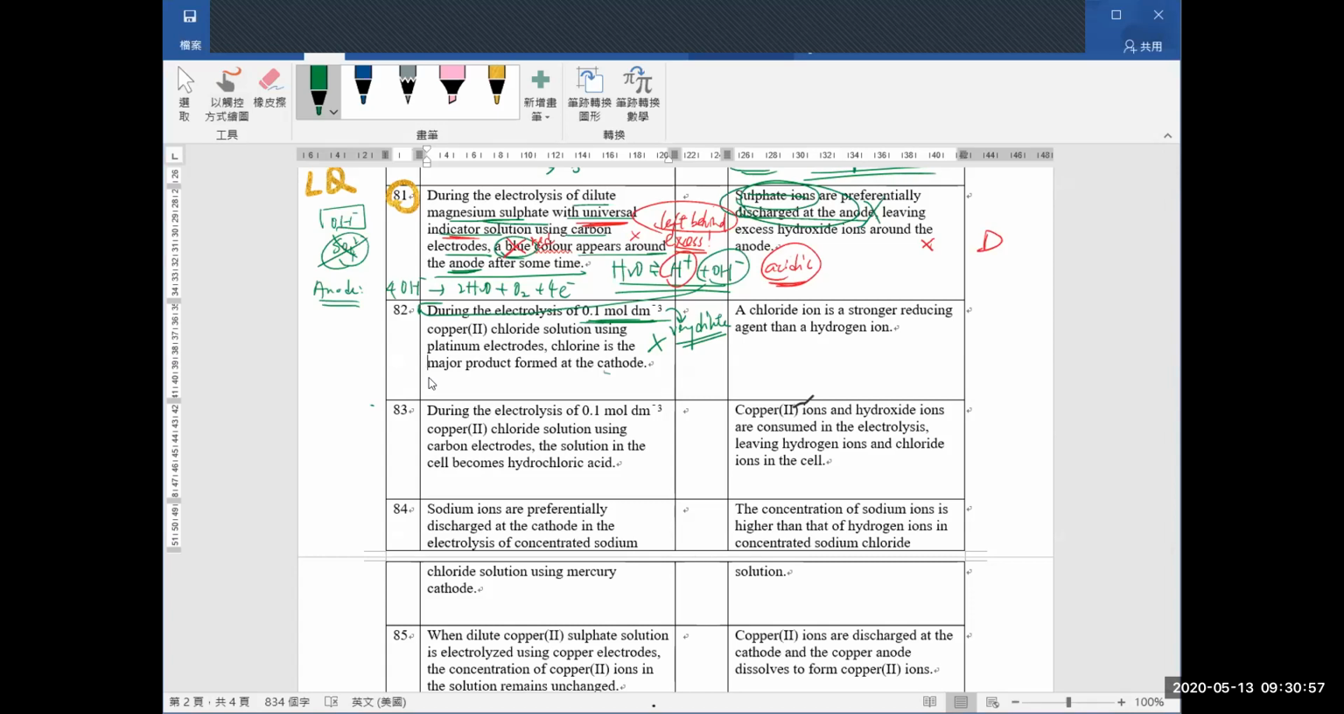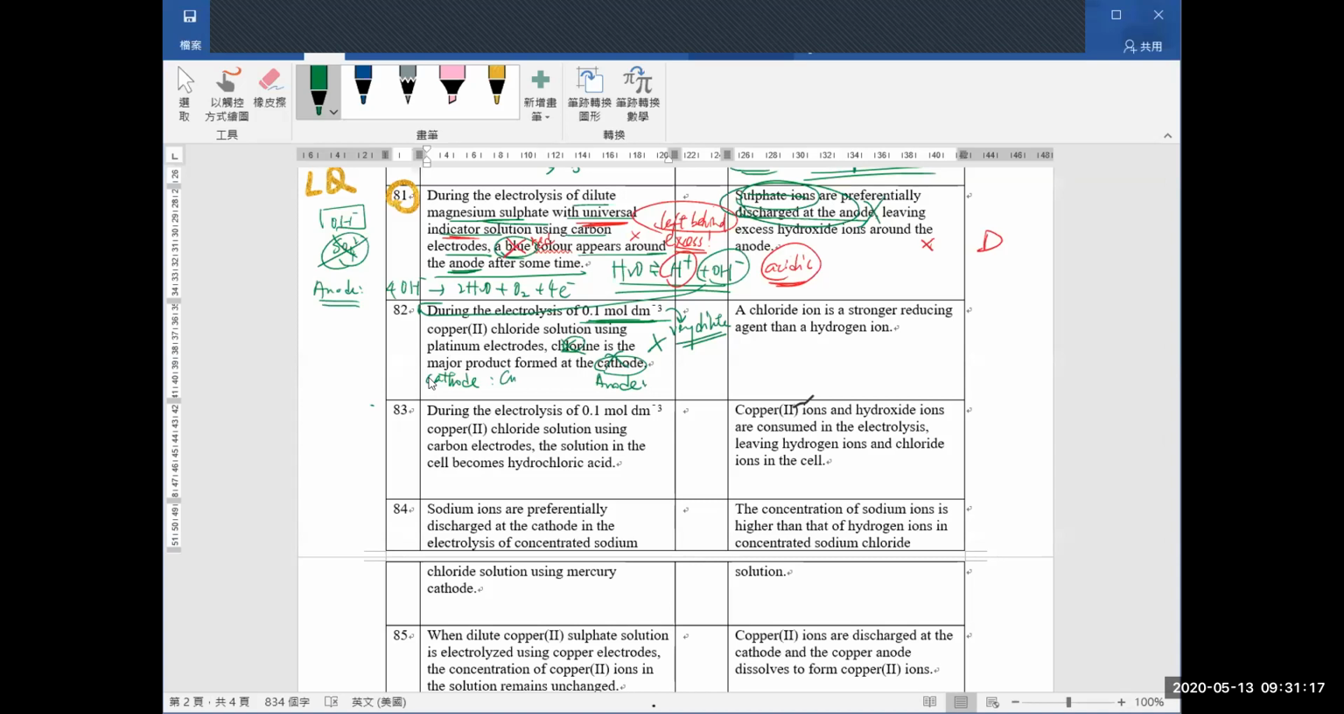Second, can you see the word cathode? What I just mentioned, you need to consider cathode and anode respectively. The statement is totally not correct.